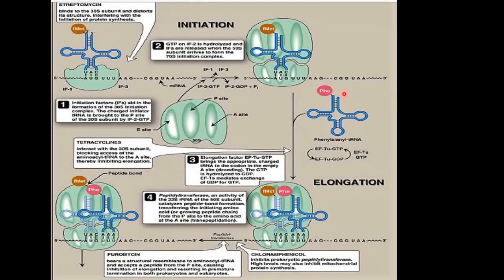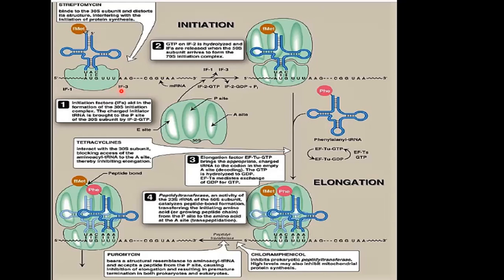Now, protein synthesis inhibitors. All that I've said can be summarized in this diagram, two images. They are the last two images. Now, initiation occurs. Initiation factors aid in the formation of the 30S initiation complex. Then the charged initiator transfer RNA is brought to the P site of the 30S subunit by initiation factor 2. Okay, and this is what I'm saying.